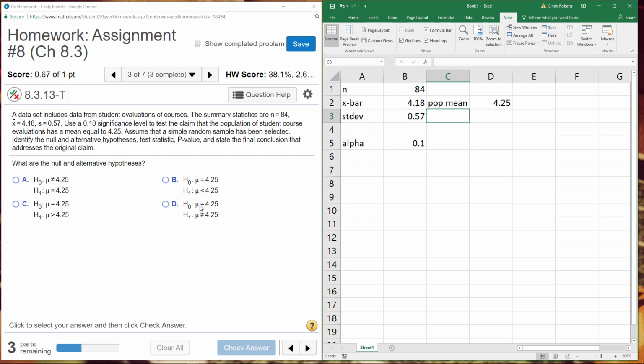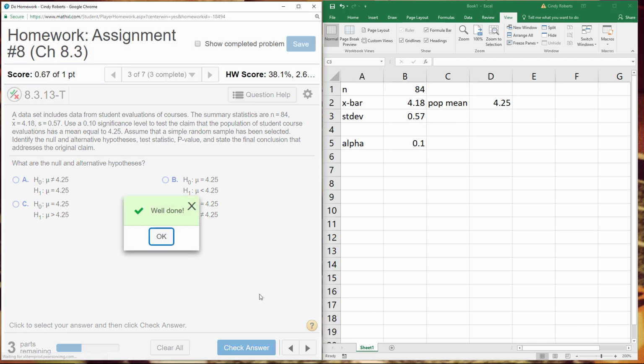Your null hypothesis is always, always, always equal. So I know it can't be that one. If I'm looking for a difference and I'm not looking for a less than or a greater than, then I'm looking for a not equal. All right, so that would be my hypothesis.